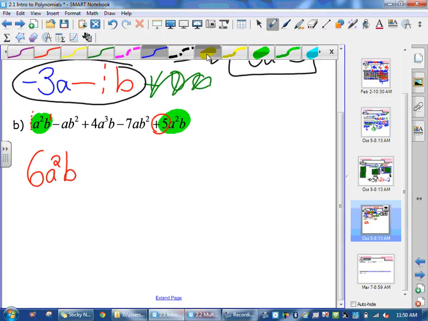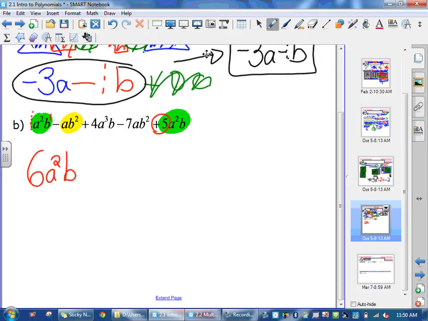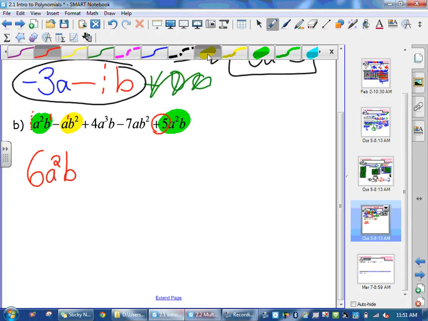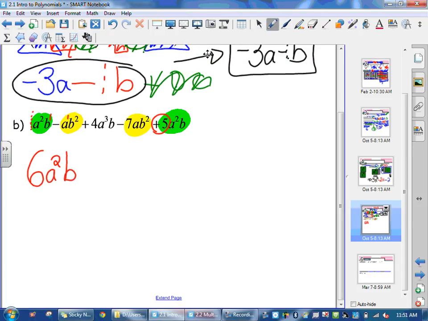Our next one shows us a exponent 1 and b2. Are there any other a exponent 1 b2s? Yes. Where do you see it? Right here. Now what do you notice? They're both negative. That's okay. You're adding negatives. So you have a negative 1 plus a negative 7. Where do you end up? Negative 8. So negative 8, a1, b2. Okay, we've taken care of those guys. They're done. We've done the green ones.